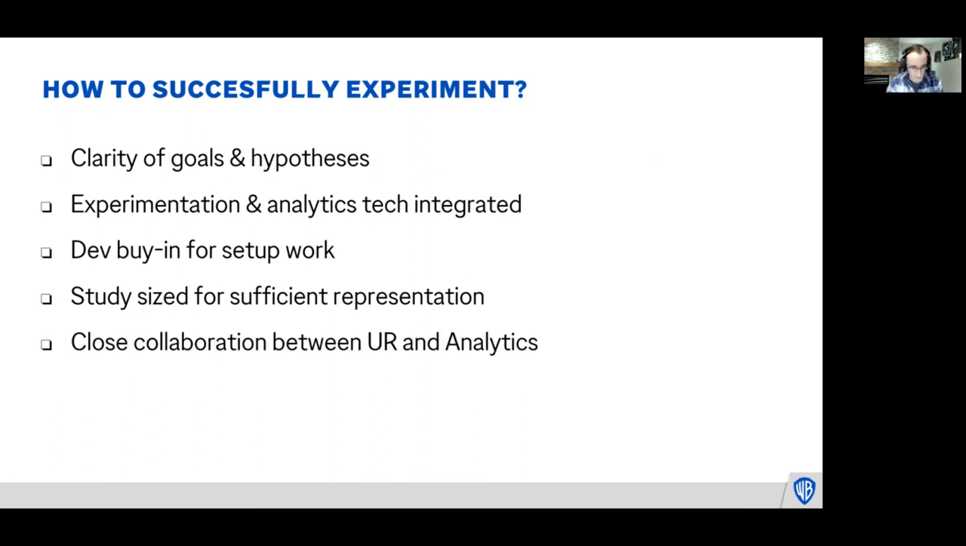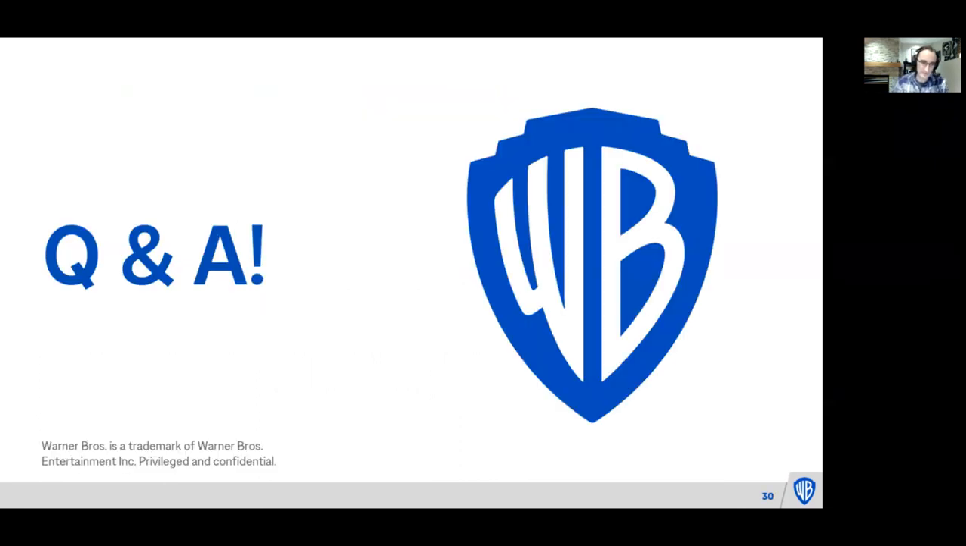And finally, close collaboration between UR and analytics. Ultimately, this collaboration is the one thing that has to work for the insights to be more actionable, for them to make sense to the developer, to have a complete picture, right? We need to bring our worlds together and do what we do best in service of the design team.